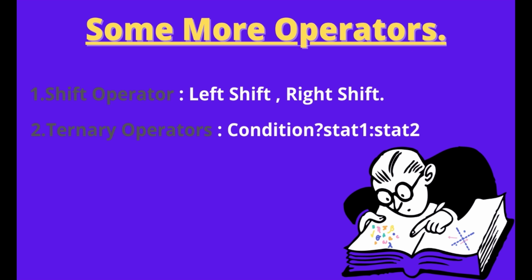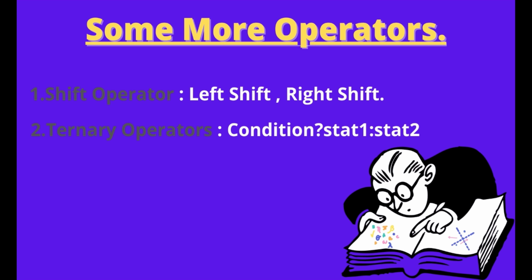Here are some more operators. First is the shift operator. Shift operator is basically used to shift the bits of the number. It includes two types, left shift and right shift. Left shift is used to shift the bits of a number to the left side, and right shift is used to shift the bits to the right side.